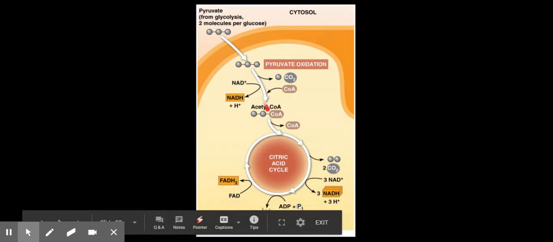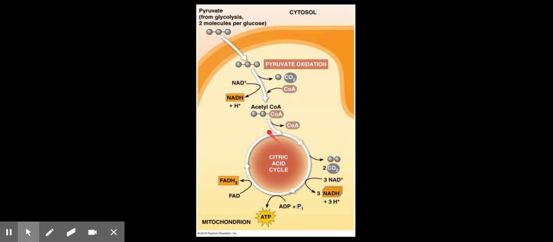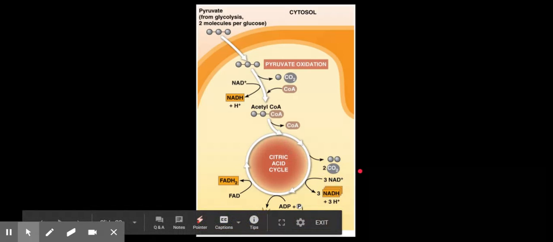Remember, we have a second acetyl-CoA go through, so we're actually going to have a net result of 4 carbon dioxide molecules out, 6 NADH molecules released, 2 ATP, and 2 FADH molecules at the end.